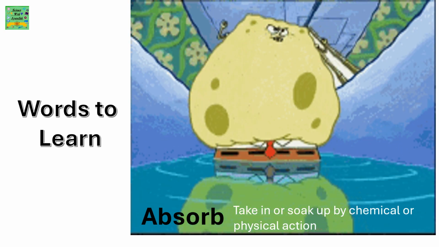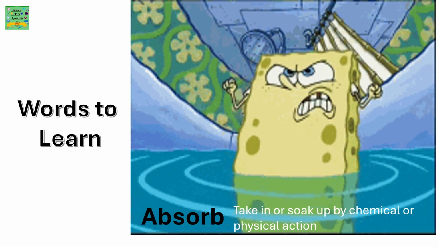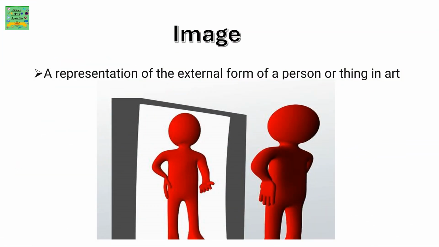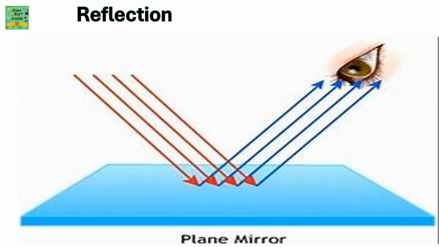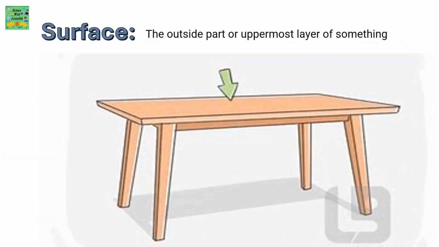Words to learn. Absorb: take in or soak up by chemical or physical action. Image: a representation of the external form of a person or thing in art. Reflection: it is the process of when the incident ray that falls on the surface is reflected back. It is known as the reflected ray, and this process is known as reflection. Surface: the outside part or uppermost layer of something.